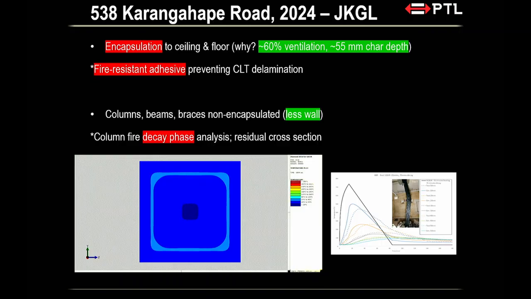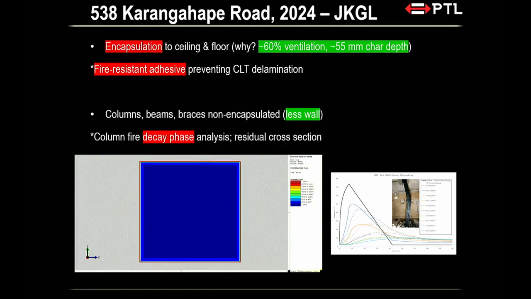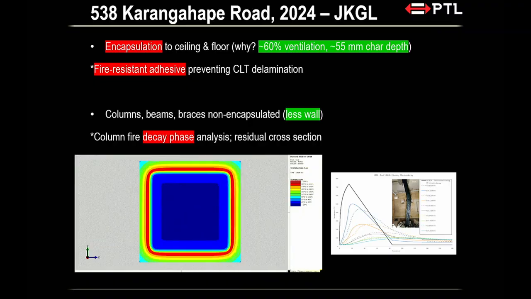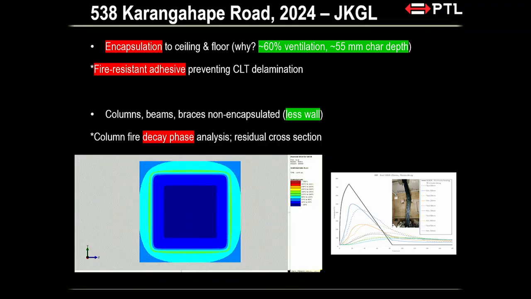So we have to make sure that the column is sized properly to account for the internal temperature induced by the fire. Because the thing is, once your fire goes out, it's not like you turn off a switch. The thermal wave will continue to propagate into your column because your column is still hot. It's not because the fire stopped that the thermal wave is just going to stop.